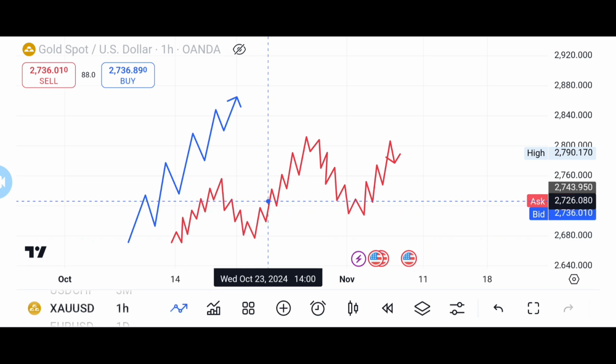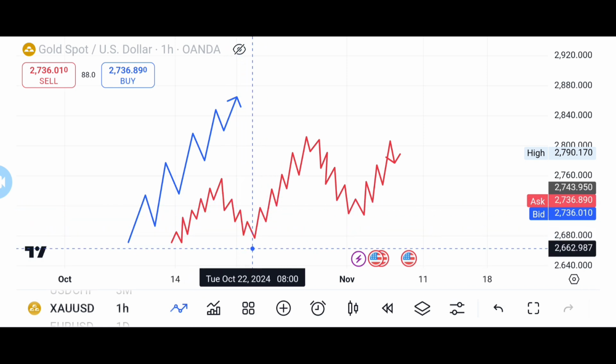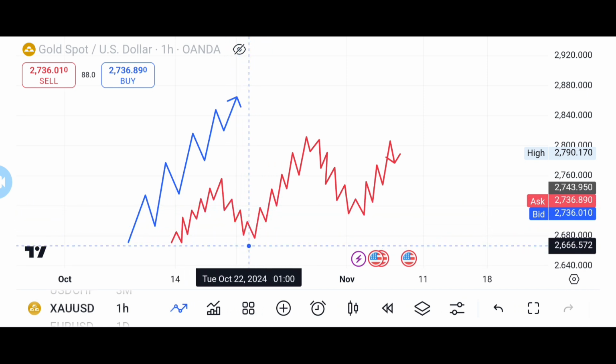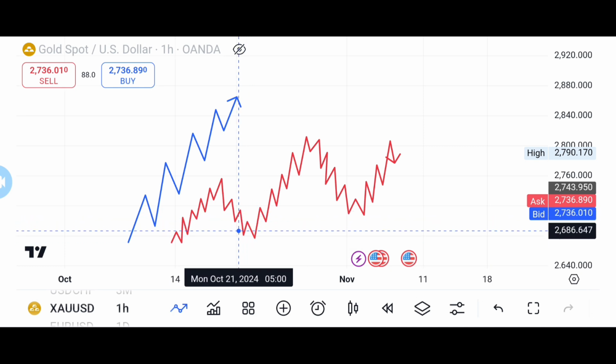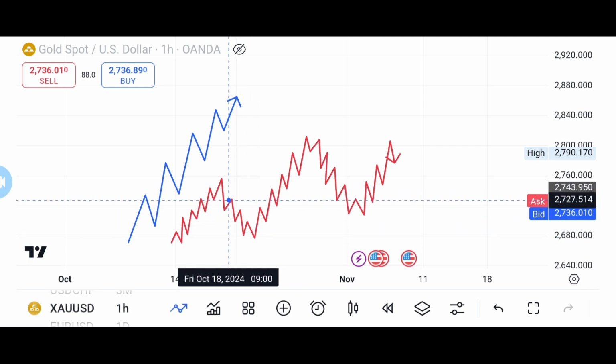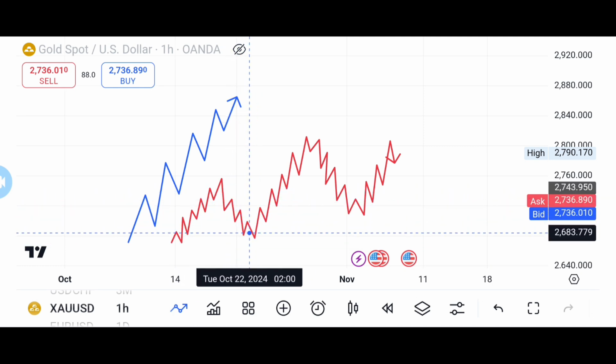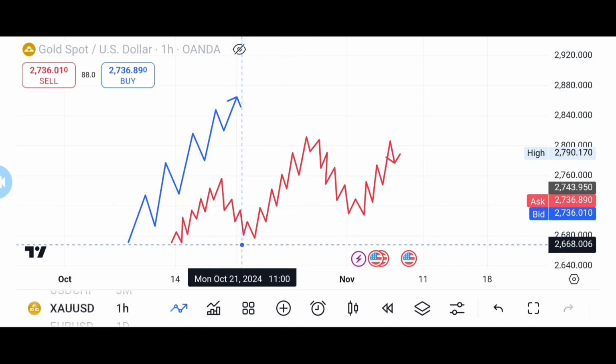Okay, and some say this is the reversal. This is the reversal in the internal market structure. In the internal market structure, we say now the trend has reversed from being bearish to bullish. So there are some of the setups I look at during reversal.